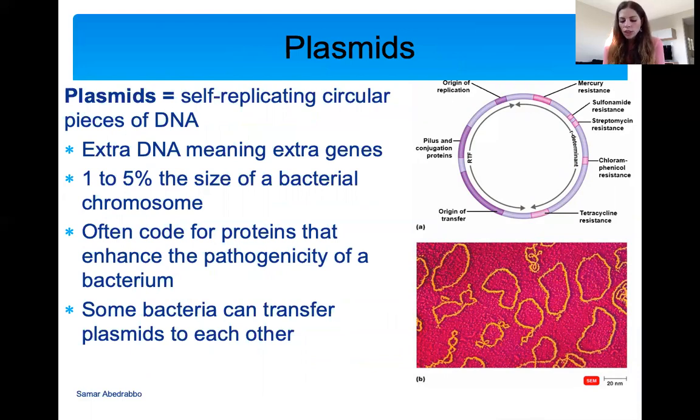And plasmids usually hold DNA that codes for proteins that make a bacteria more pathogenic. Remember, pathogenic means things that make a bacteria cause disease more. So if something is pathogenic, it causes disease. And many bacteria actually can transfer plasmids between each other.